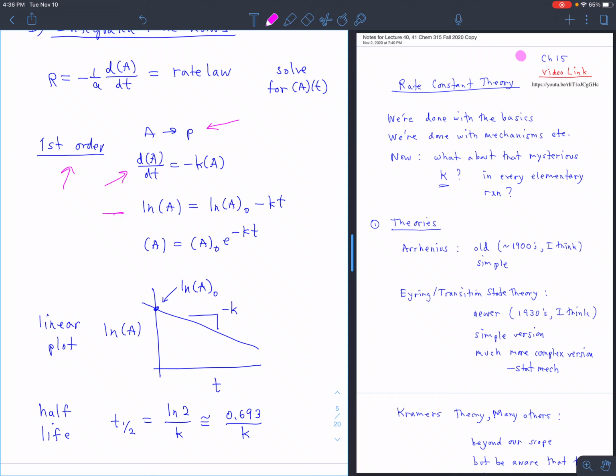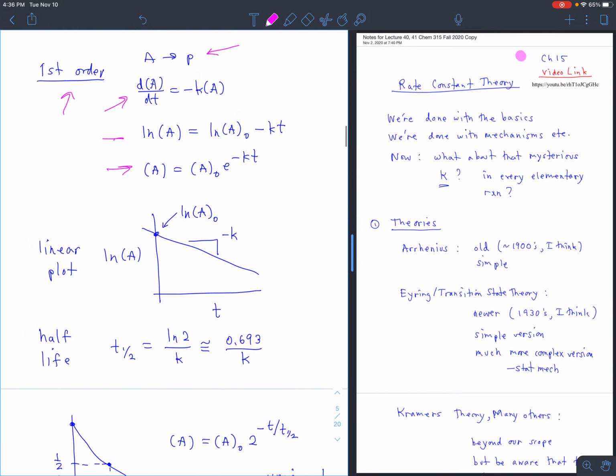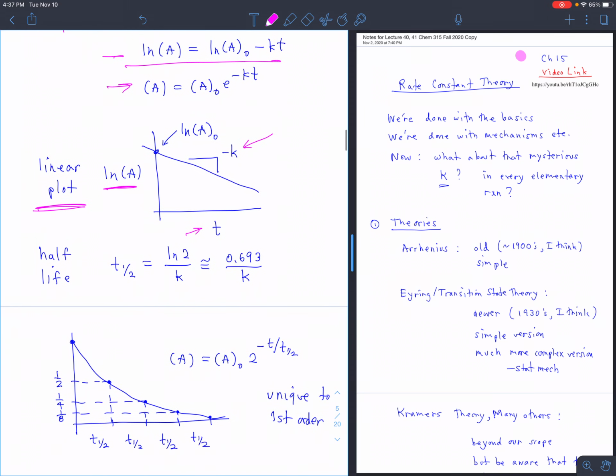The full solution to that is A equals A0 e to the minus kt, so an exponential decay. There is a linear plot that you can use to prove that it's first order. Plot the logarithm of A versus time, and you can see from this form of the solution that that should give us a straight line. And the slope of that straight line is equal to minus the rate constant itself.